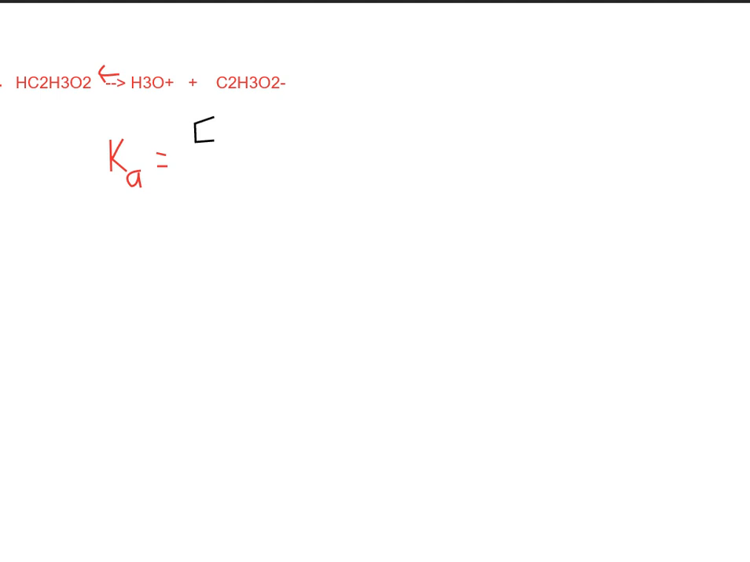Yeah. So we're going to have, right, H3O plus in brackets, and we're going to have C2H3O2 minus in a bracket. So that's the top part. What goes in the bottom?